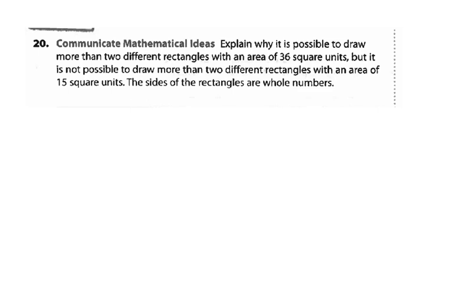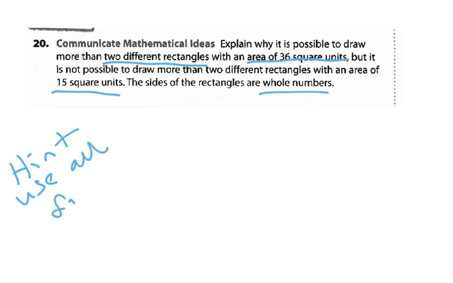All right, number 20. Explain why it's possible to draw more than 2 different rectangles with an area of 36 square units, but it's not possible to draw more than 2 different rectangles with an area of 15 square units. The sides have to be whole numbers. Now I'm going to give you a hint here. You need to use all factors, all factor pairs, I should say, for 36 and 15 when you're explaining.